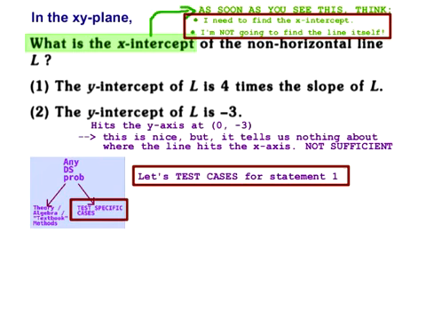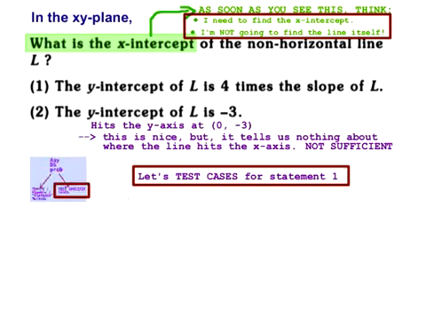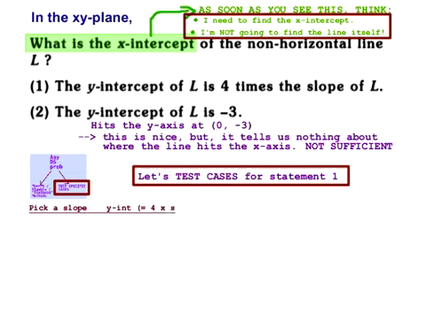Okay, you can pick a slope, and then that'll give you the y-intercept, which is just 4 times that. And then that'll give you a line, right? So let's do that. So pick the slope of L. And then the y-intercept is going to be 4 times the slope.